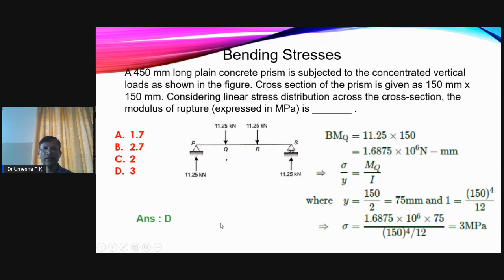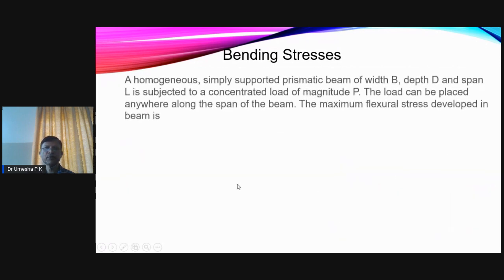So answer D is the correct answer. What you have done here is calculate the bending moment, and the maximum bending moment will occur at the point either Q or R. So we calculate using the bending equation, and we have calculated the maximum stress. So we will take another problem.